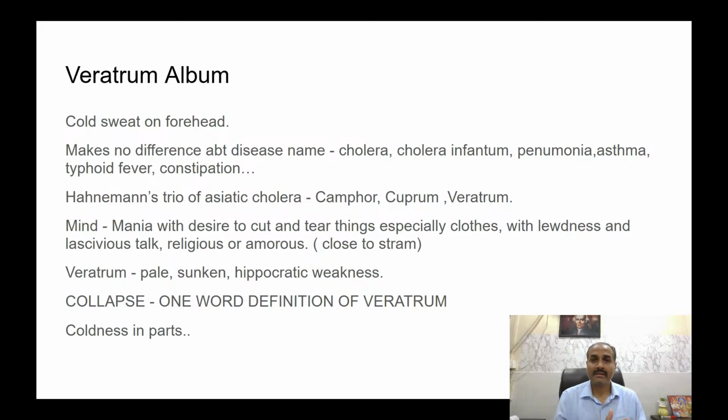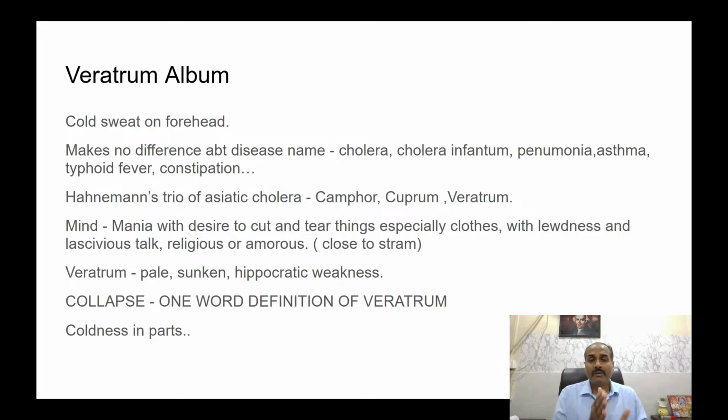So Dr. Nash tells us that this remedy is one of the trio of Asiatic cholera. Camphor, Cuprum, Veratrum are the remedies which Dr. Hahnemann had prescribed for Asiatic cholera. A peculiar mind symptom is there, which is mania to cut or tear things, especially clothes, with lewdness, lascivious talk, of religious or amorous nature, and you find this very close to Stramonium.